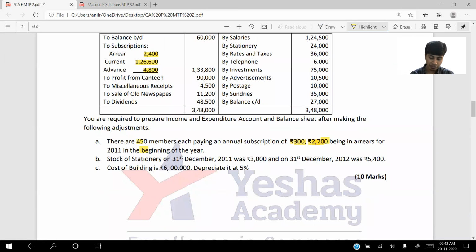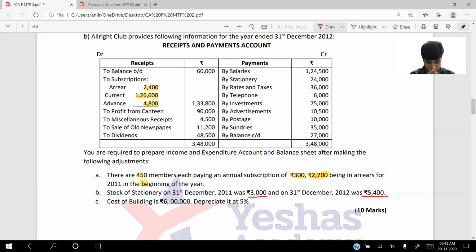Stock of stationery as on 31st of December is 5,400. See, opening stock is 3,000. Closing stock is 5,400. Let's see if there are any payments, meaning, have you made any purchases of stationery? How much did you purchase? 24,000. So at the beginning of the year you had 3,000. You purchased 24,000. It becomes 27,000. From that you still have 5,400, so 21,600 is the consumption.